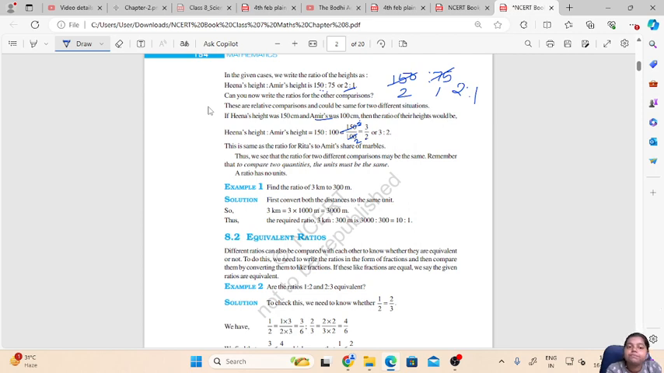This is the same as the ratio for Rita's to Amit's share of marbles. This ratio, that is 3 is to 2. Here also we got it, no?